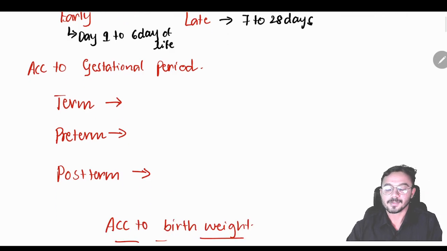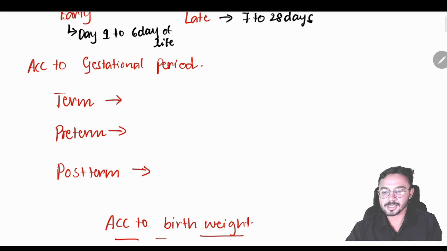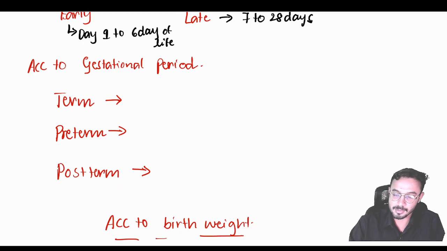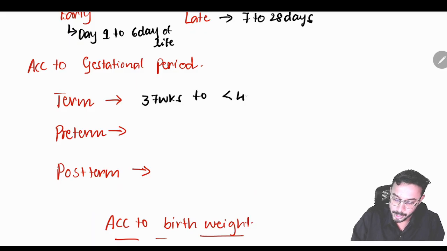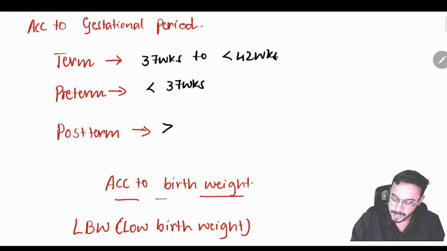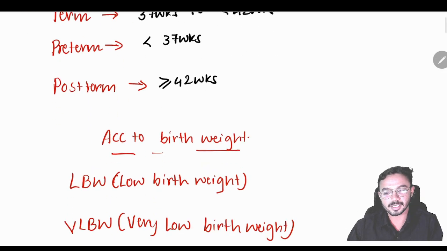These newborns, according to the gestational period, are divided into three types: term, preterm and postterm. Term is if the baby is delivered between 37 weeks of gestation and less than 42 weeks. What do you mean by preterm? If the baby is delivered less than 37 weeks. And postterm? If delivered at greater than or equal to 42 weeks of gestation. That is about term, preterm and postterm.